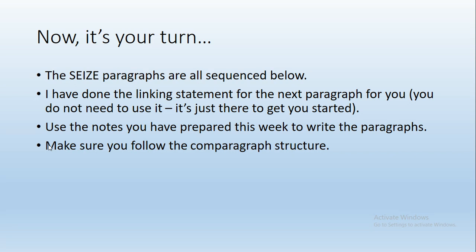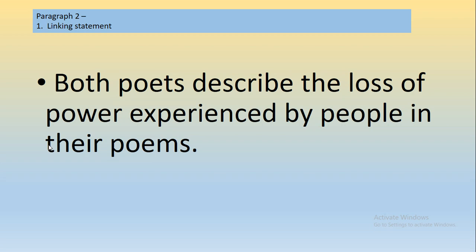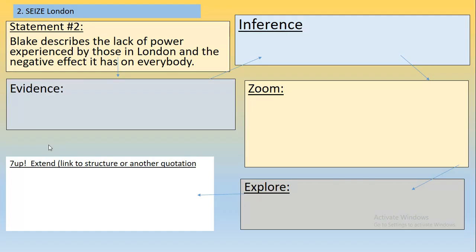And then you need to use the notes that you've prepared this week to write the paragraphs, making sure that you follow the compare paragraph structure. So you can look back at the examples when you're writing your own. I've done the next one for you for paragraph 2. Both poets describe the loss of power experienced by people in their poems. And then this links to statement 2 of the Cs that you prepared last week for London.